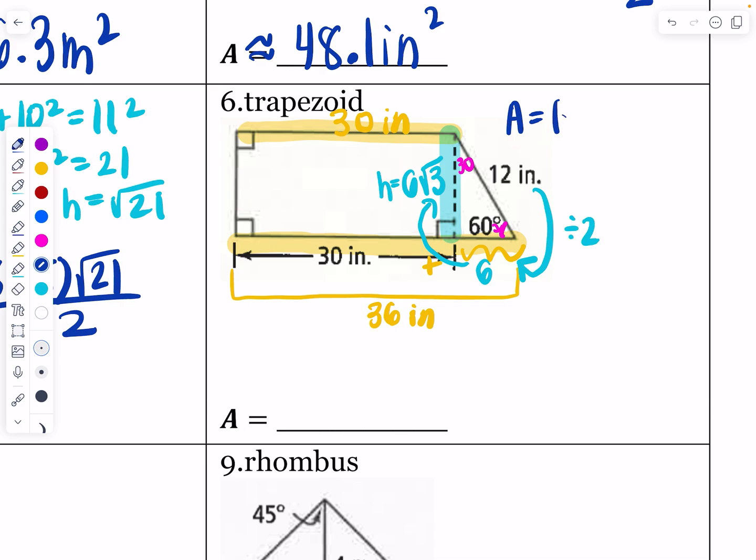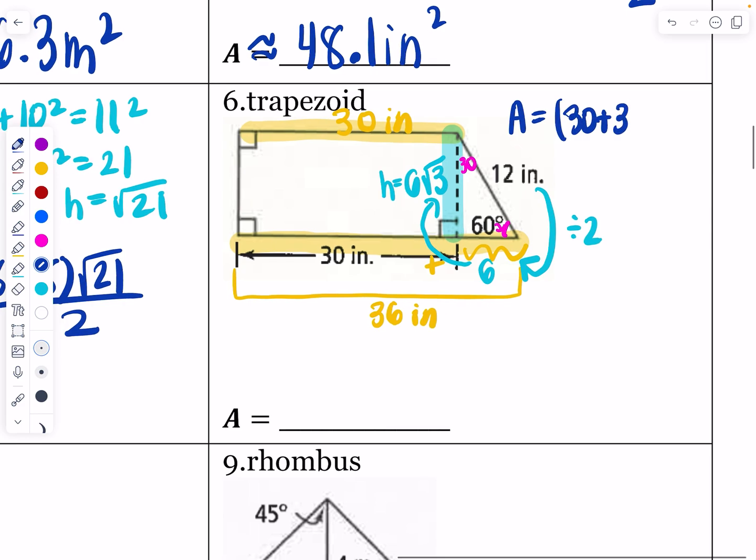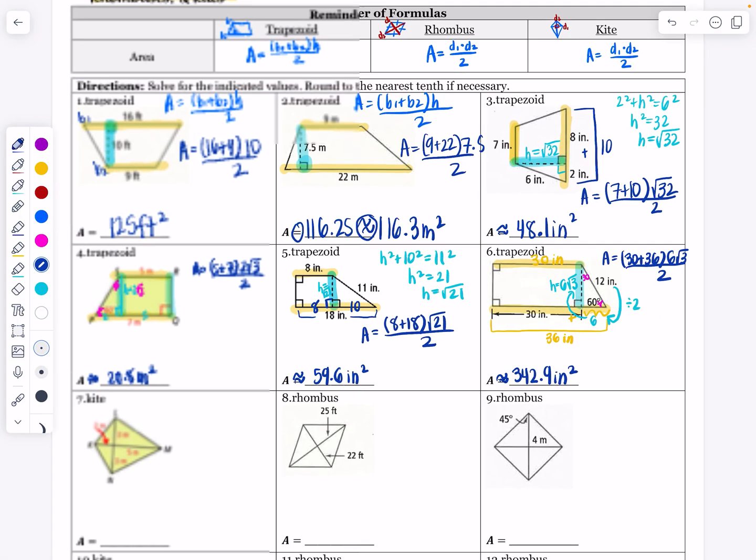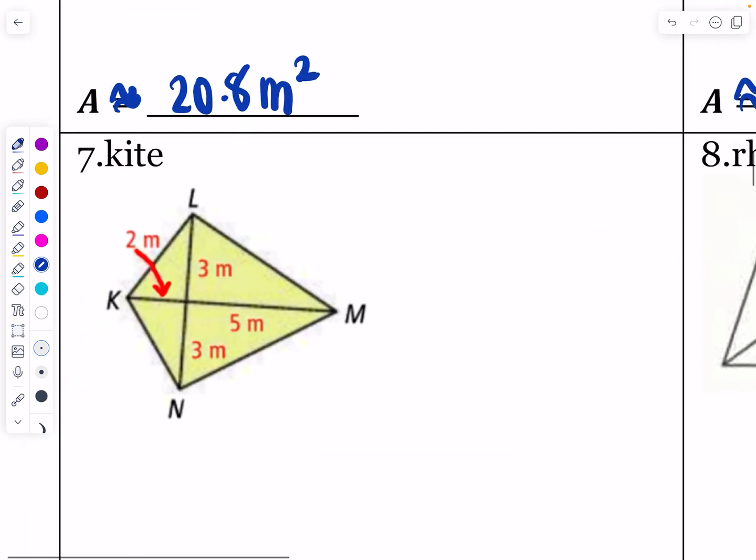So when I do go to find my area, my bases are going to be 30 and 36. We multiply that by my height, which is 6 root 3. We divide that by 2. So 30 plus 36 is 66. We multiply that by 6 root 3. We get 685.8921198, and it keeps going. We divide that by 2. This is going to give me a big area of approximately 342.9 inches squared when I round that. Okay, so we did have bigger bases there, so it makes sense to have a larger area. My trapezoid was bigger. All right, so now let's go to our first kite problem.